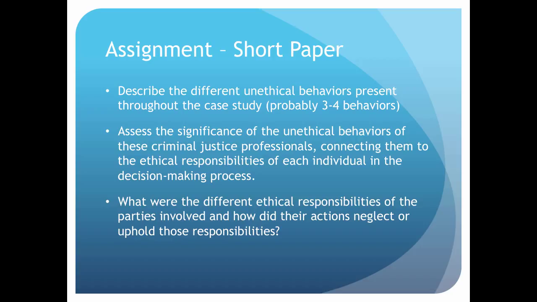So you're going to look at what did they do unethically, or what were their behaviors or unethical behaviors. Then you have to connect those unethical behaviors to what were the ethical responsibilities of each individual in the entire decision-making process. Remember, this is a class on ethical leadership, not merely line-level ethics. Okay, what were the different ethical responsibilities of the parties involved, and how did their actions neglect or uphold those responsibilities? So you have the line-level officers, the score officers. You have them as peers and you have them as offenders.